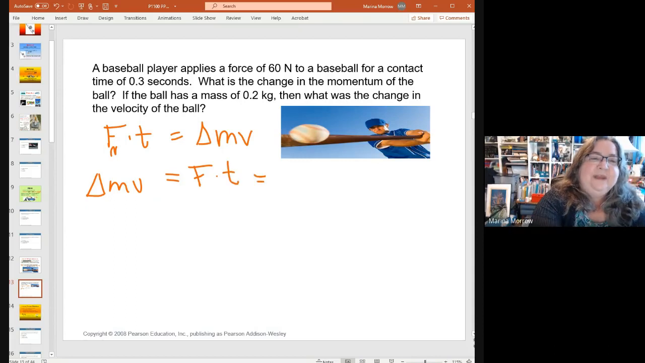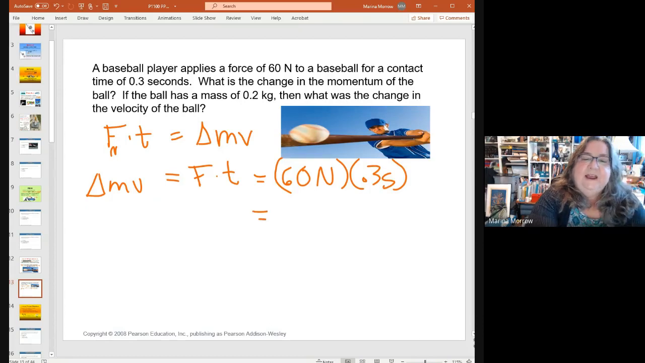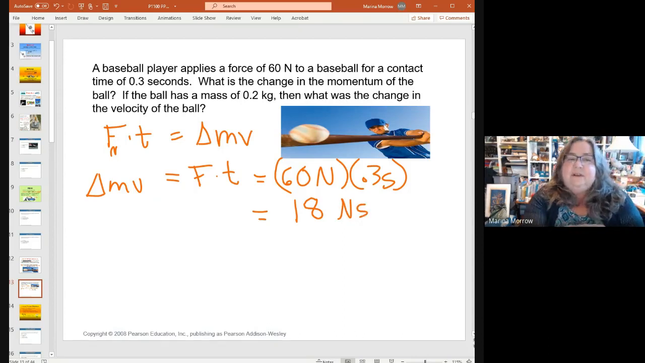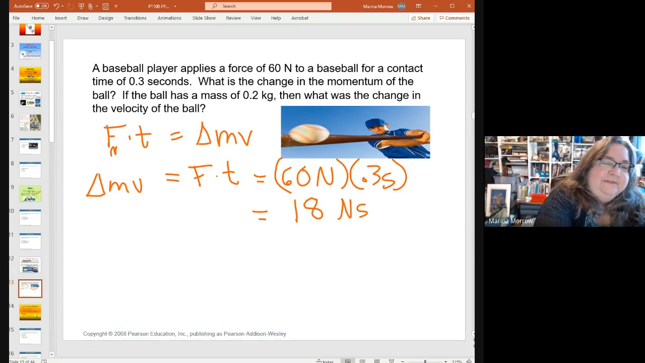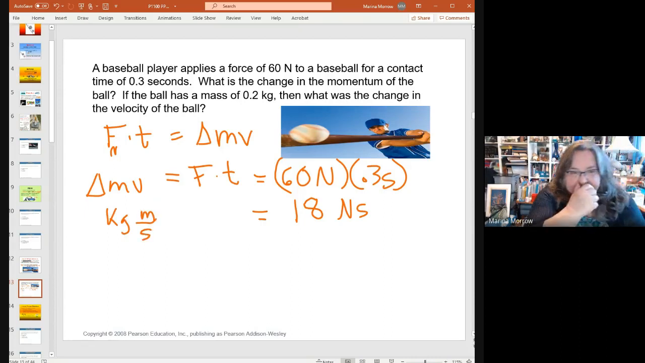And so that's going to be my 60 newtons times 0.3 seconds. Okay, so 60 times 0.3 is going to be 18. And that's going to come out to newton seconds, as we talked about. Now, is that really going to equal m times v? Well, let's check on that. m times v would be kilograms meters per second, right? That doesn't look like newton seconds.